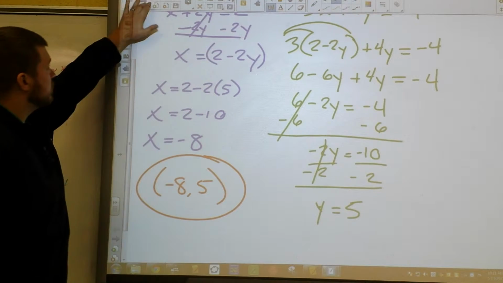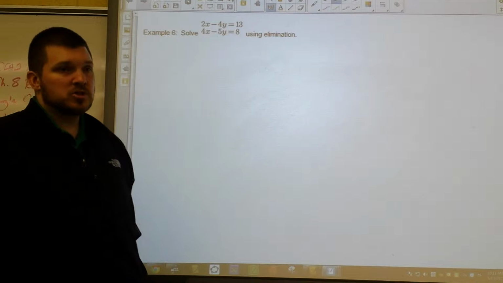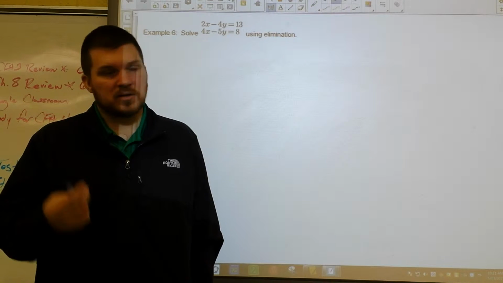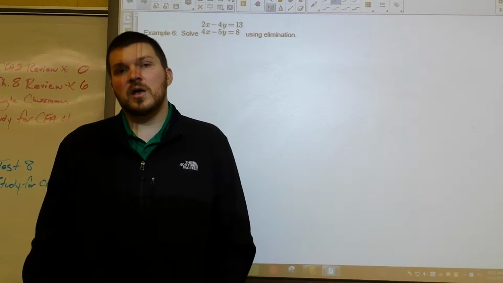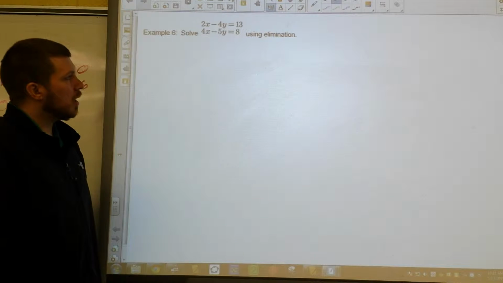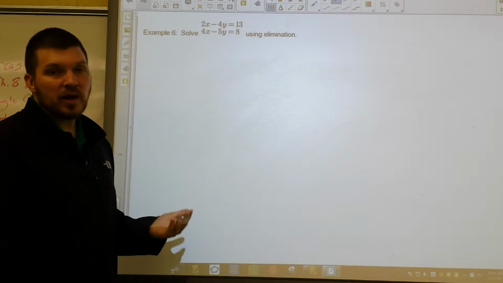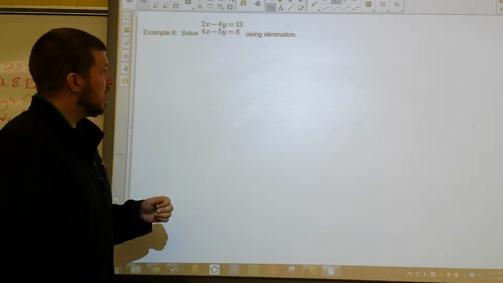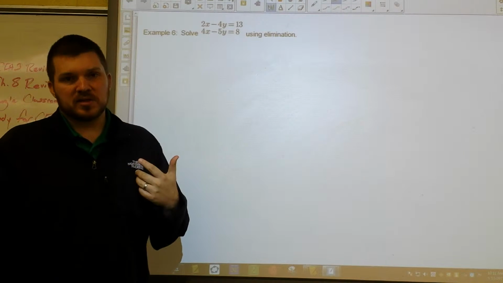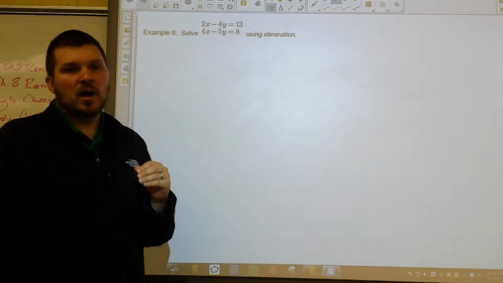Okay, pretty easy. Example 6, we want to use elimination. So if you prefer substitution, that's fine, but I would encourage you to know both methods, substitution and elimination, because in some situations substitution is easier, in other situations elimination is easier. So what we want to do in elimination is pick what variable we want to eliminate, either x or y. Again, it doesn't matter. It's a personal preference. And what I need to do is make sure that the coefficients are opposites. So if I have 2 x's on top, then I'm going to need negative 2 x's on the bottom to cancel them out.